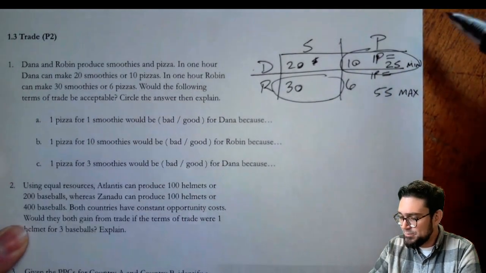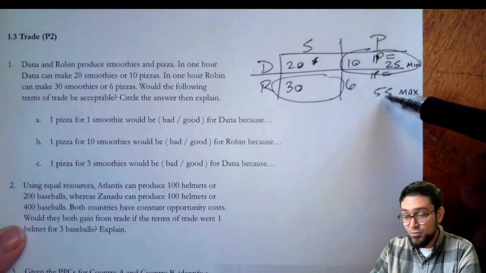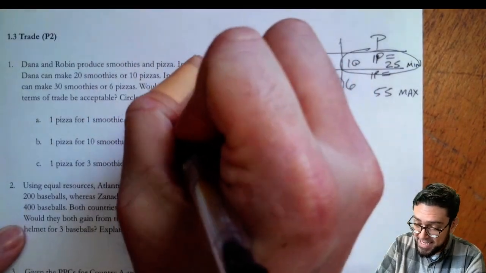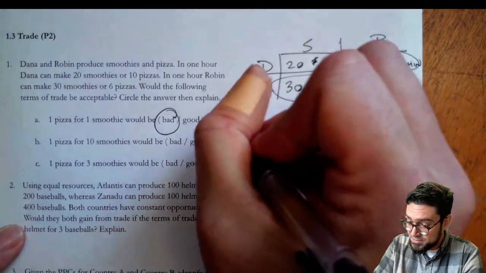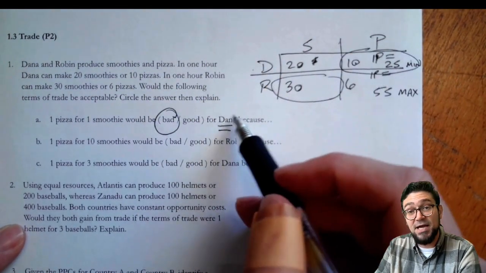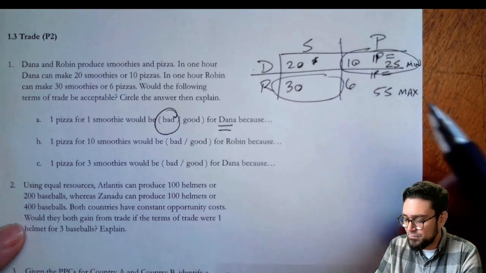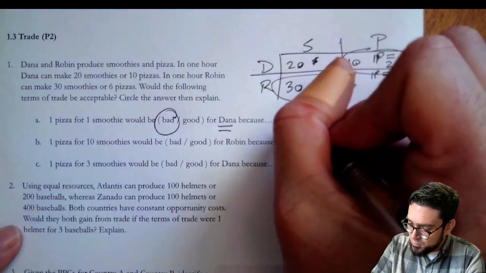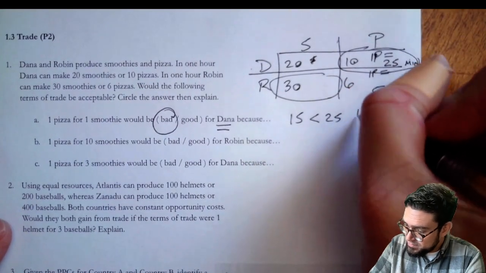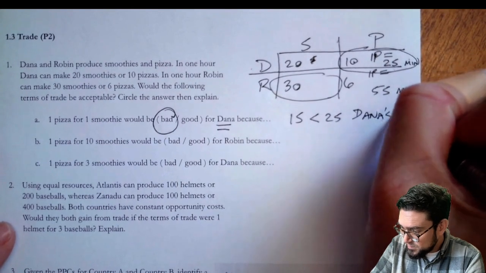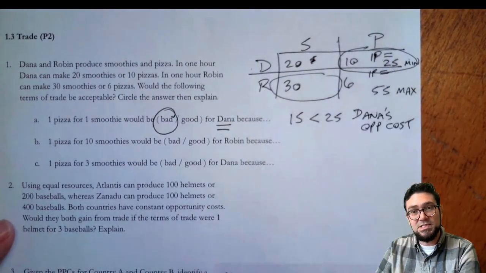1 for 1, let's see. Well, that doesn't fit in between the 2, right? There's not a 1 in between 2 and 5, so that's not going to be good. It's going to be bad. And it's actually going to be bad for Dana because we're looking at whether it's good or bad for this person. So it's bad for Dana. It would actually be good for Robin. And that's because 1 smoothie is less than 2 smoothies, which is Dana's opportunity cost. So we're really saying that this smoothie is below the seller's minimum point.